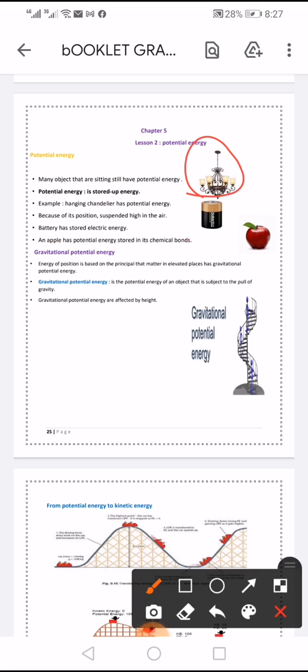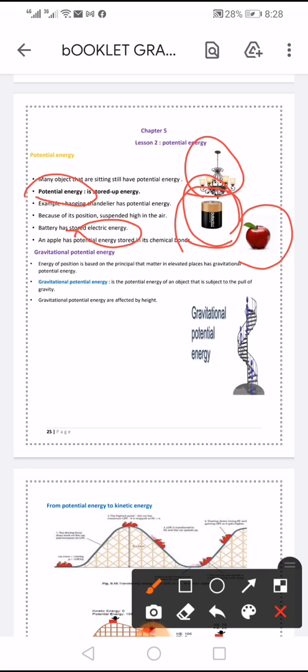Another example, look at this battery, it has potential energy. But which kind of stored energy? Electricity. Inside the battery there is stored electric energy. So the battery has stored electric energy. This is a kind of potential energy. So any object has potential energy. Potential energy means stored up energy.